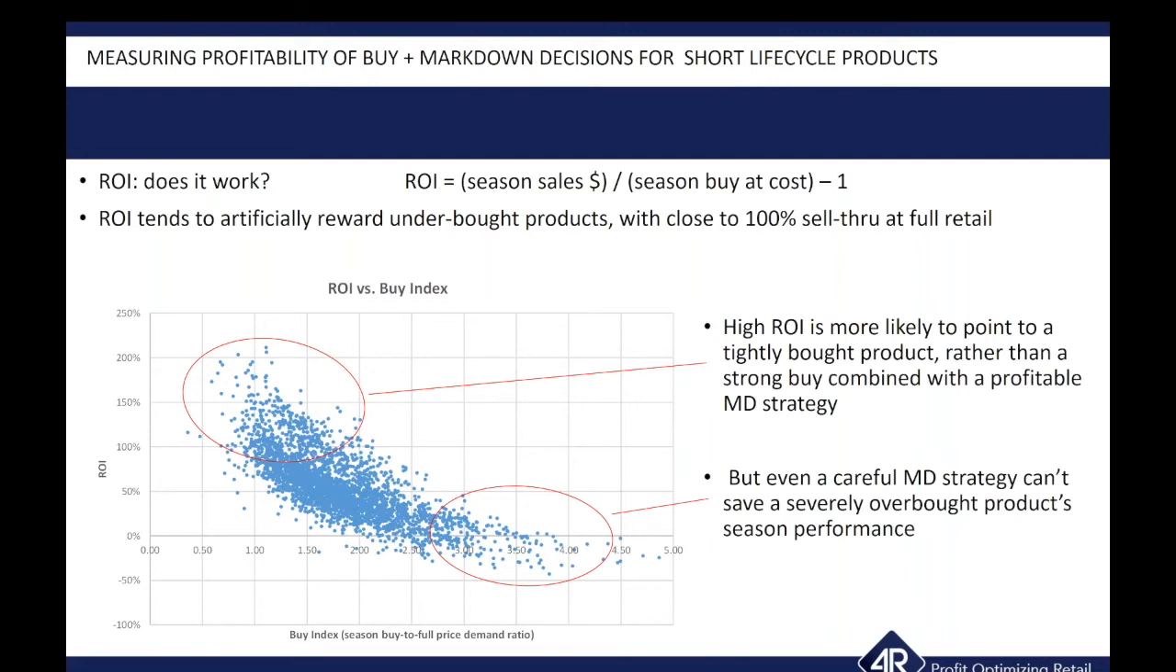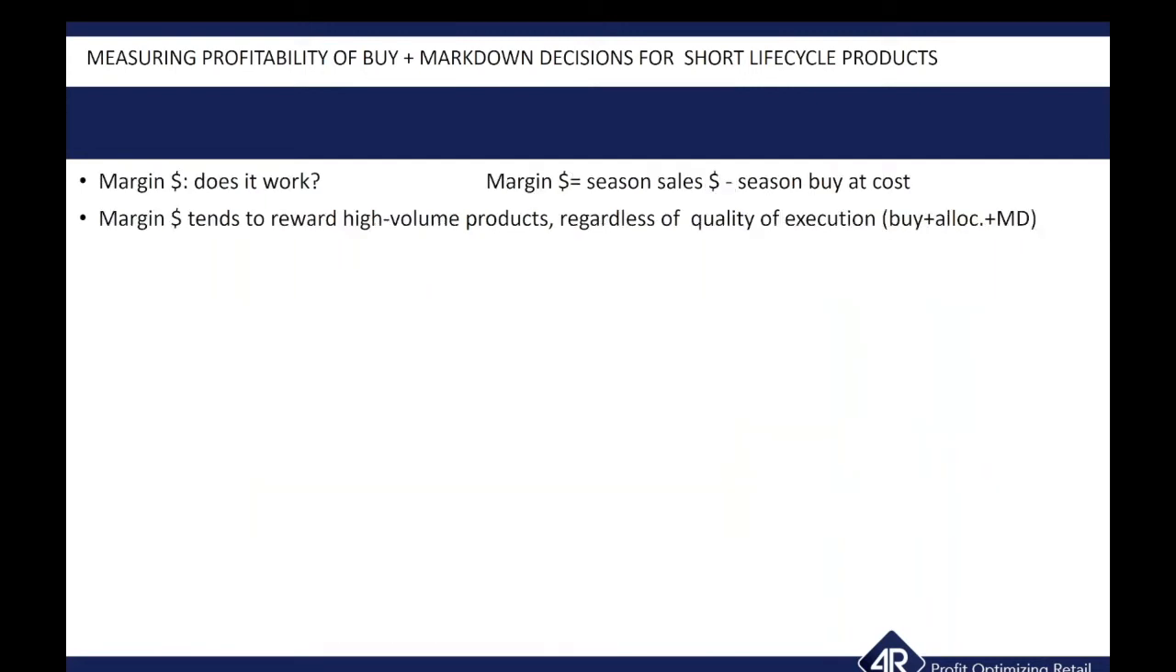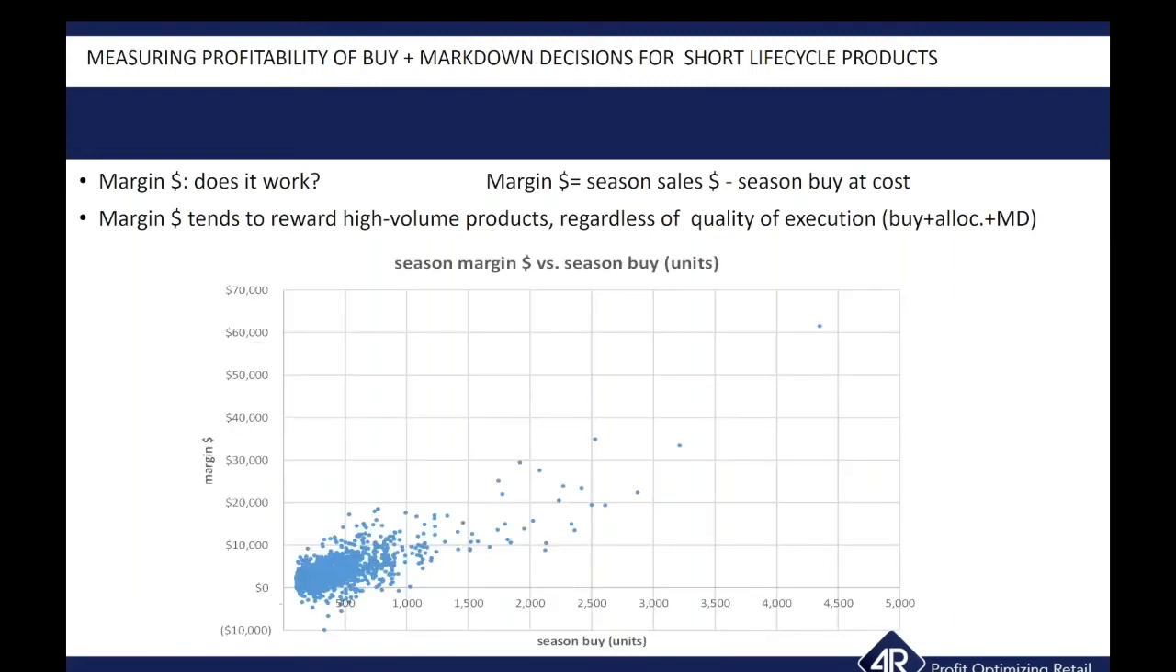So if return on investment is not a good measure of performance, what about margin dollars? Like we said, margin dollars is eventually the quantity that contributes directly to the bottom line of the retailer. So it is legitimate to think that if we want to maximize margin dollars, then margin dollars ought to be a pretty good measure of performance. Well, it turns out that it's not, for an opposite reason, which is that margin dollars tend to reward high volume products, regardless of the quality of the execution, by allocation and markdown.